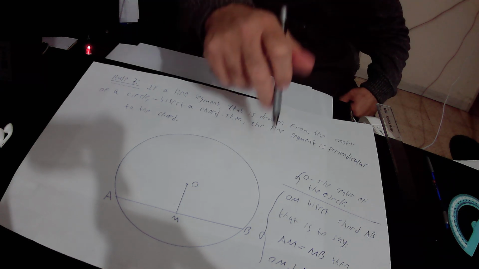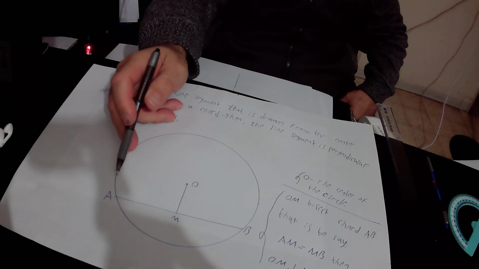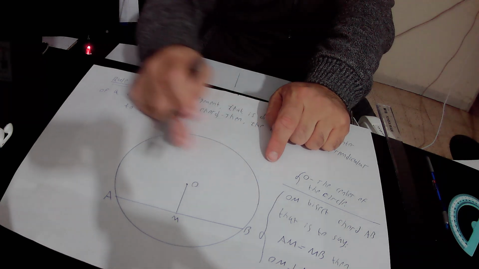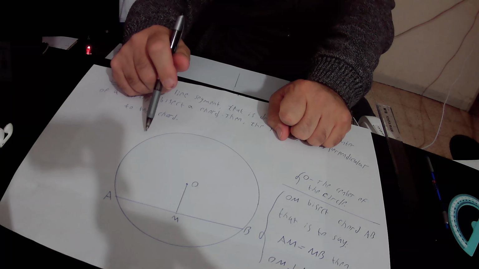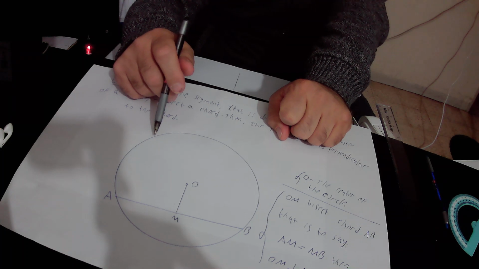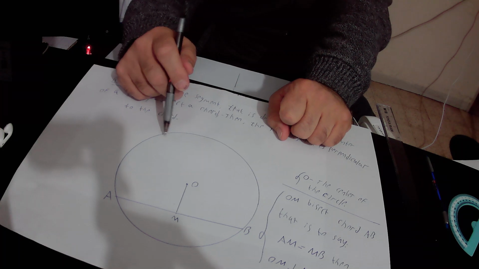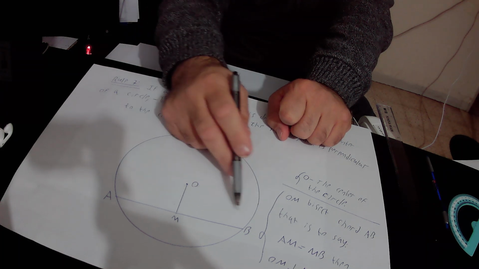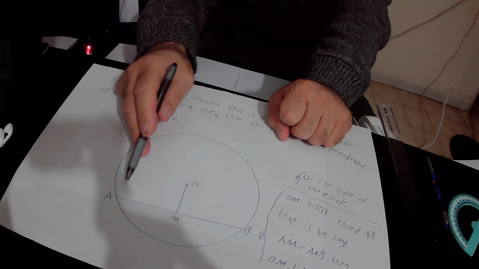The center of this circle is O. We have line segment OM that bisects chord AB. That is to say, AM equals MB. So according to this rule number 7, whenever you have from the center of a circle a line segment that bisects the chord, like here, line segment OM bisects chord AB in the sense that AM equals MB, then line segment OM will also be perpendicular to AB.